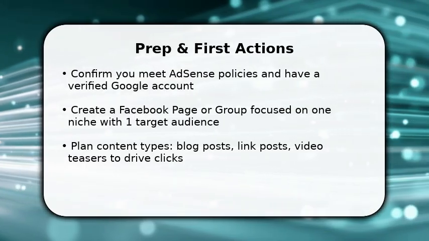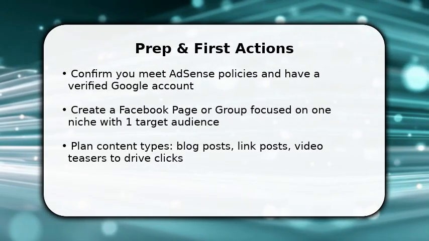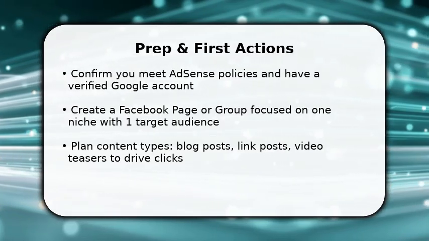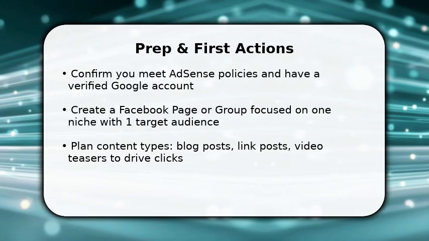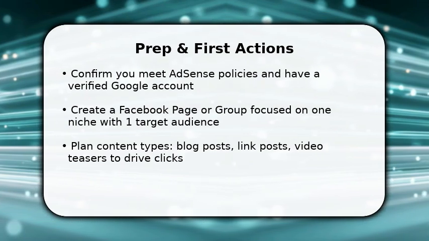Next, map one niche audience and plan 3 content types to test: short articles, link posts, and video snippets that point to your site. Make sure to set tracking. Enable Google Analytics and UTM tags so you can measure which Facebook posts drive the most traffic and revenue.